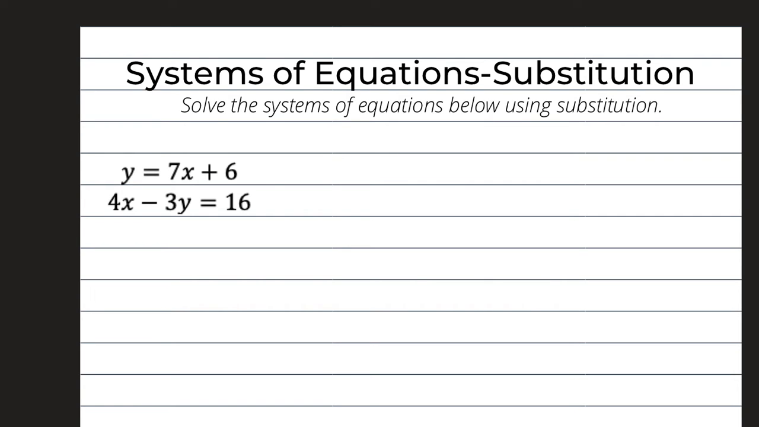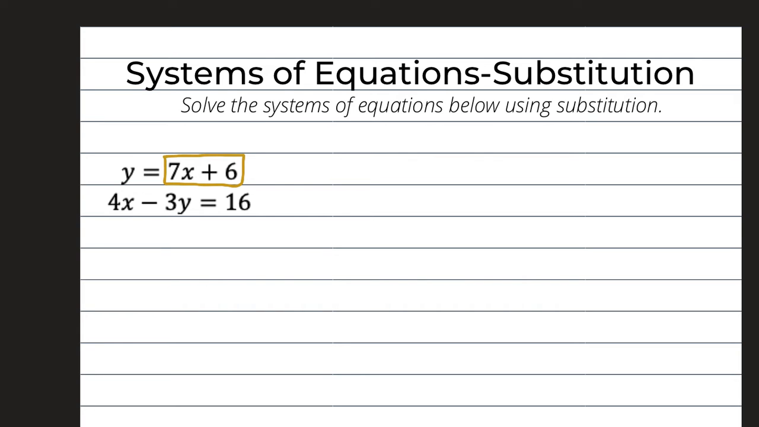In this video, we're going to talk about how to solve systems of equations using substitution. The first example will be one of the more stereotypical ones, and then the second one will be slightly more difficult. First thing with systems of equations using substitution is you need to have one of the equations where it's either x equals something or y equals something. And so in this first equation, we have y equals 7x plus 6.